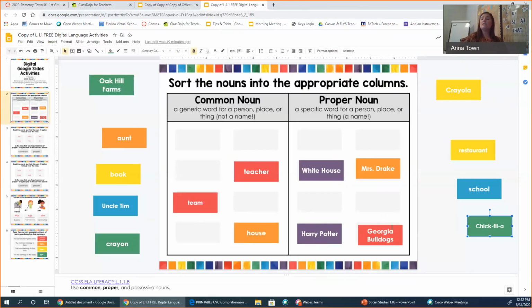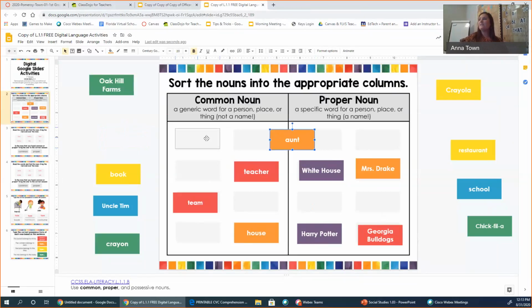Now I want you to take a really good look here. All common nouns start with lowercase letters, and all proper nouns have capital letters that they start with. So let's take a look at aunt. Aunt. Would that be a common noun or a proper noun?